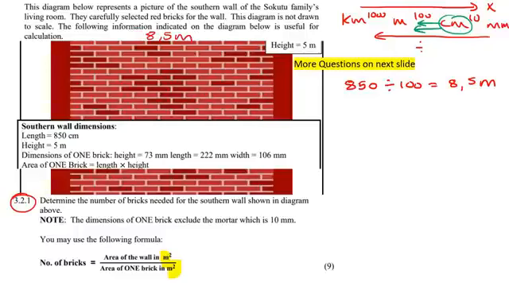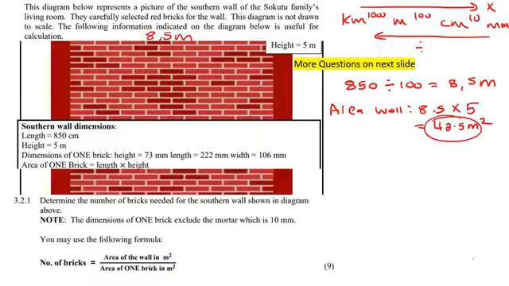So now we can go work out the area of the wall. So area of the wall is going to be 8.5 multiplied by 5, and that'll give us 42.5 meters squared, because it's area. Okay, now for the bricks, because we've done the area of the wall, now we need to do the area of one of the bricks, but you've got to be careful with how we do this one.